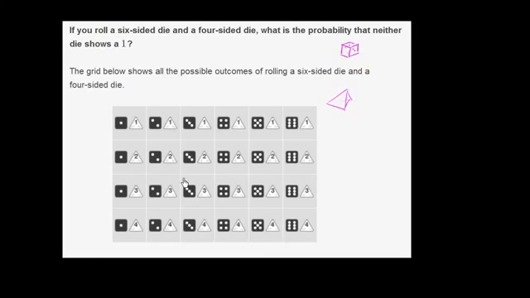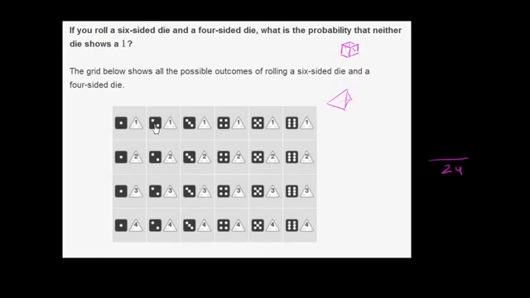So how many total outcomes do we have? Let's see, 1, 2, 3, 4 by 1, 2, 3, 4, 5, 6. 4 times 6, that makes sense. There's 6 possible outcomes for the six-sided die, 4 possible outcomes for the four-sided die, 4 times 6. So there's 24 total possible outcomes. And then how many of the outcomes meet our constraint? That neither die shows a 1.